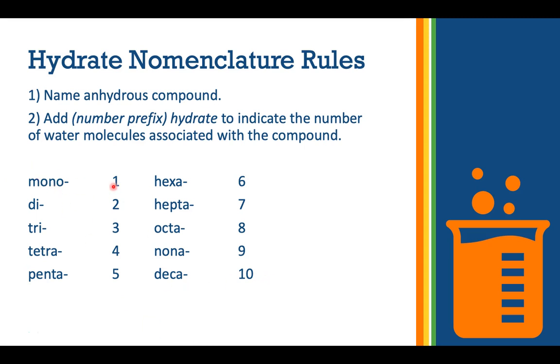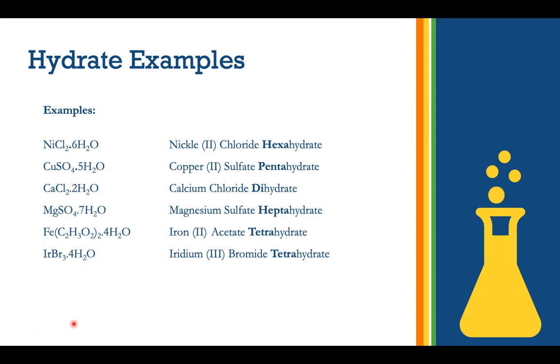Remember, mono is 1, di is 2, tri is 3, tetra is 4, penta is 5, hexa is 6, hepta is 7, octa is 8, nona is 9, and deca is 10. Here are some hydrate examples. Notice that in the chemical formula we have a multiplication sign as a dot in between the anhydrous compound and the water molecules associated with it.